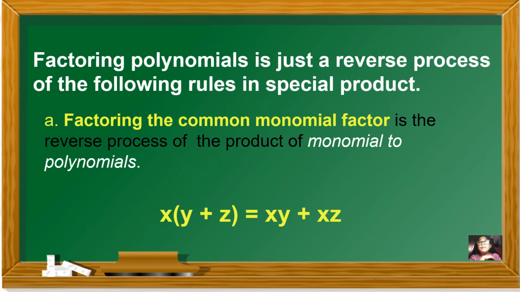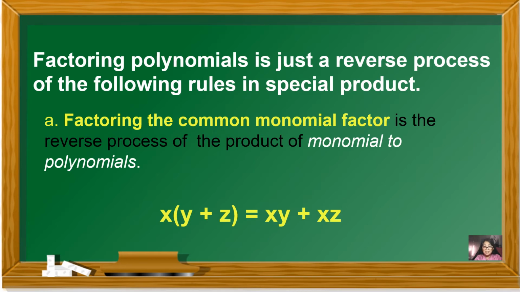So under factoring polynomials, we have different factorings, and factoring is just the reverse process of your topic on special products. So we have the first one, letter A, factoring the common monomial factor, which is the reverse process of the product of a monomial and a polynomial. So we have the monomial times the polynomial, xy plus xa. So this is what we will be factoring under the common monomial factor.